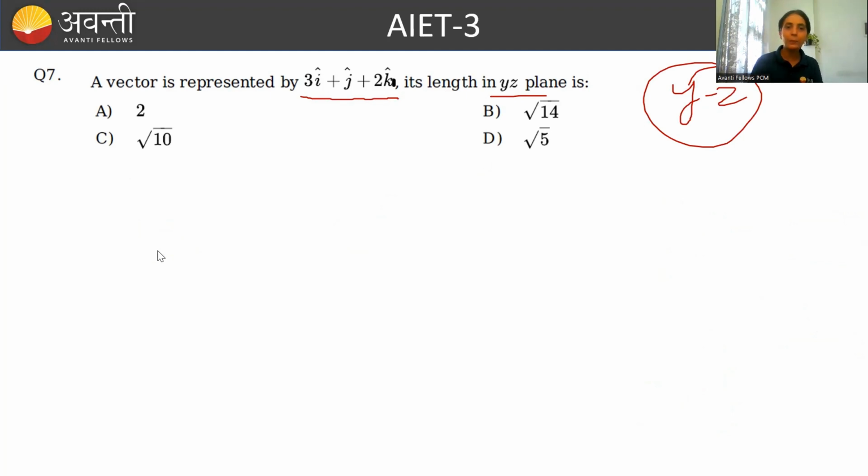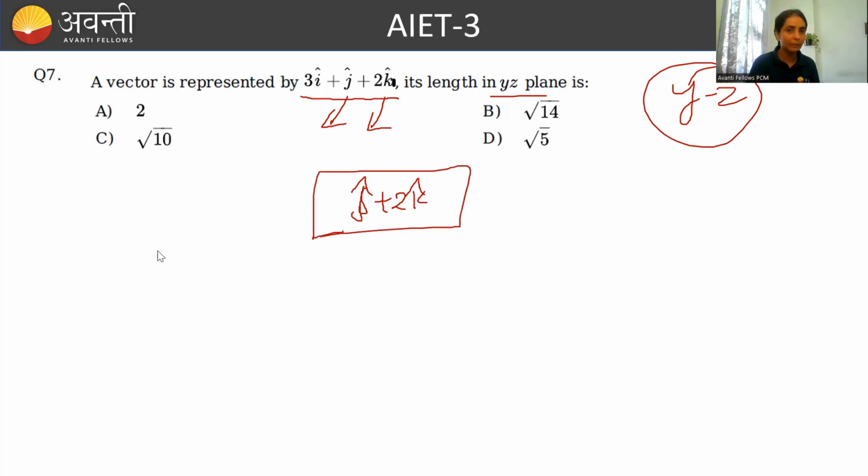So it will totally depend on what its components are in the YZ plane, right? YZ plane means Y component and K component, J component and K component. How much is its value? So in the YZ plane, the component of the vector is how much? J cap plus 2K cap. So we just need to find this magnitude. That will give us the length of this vector in the YZ plane.